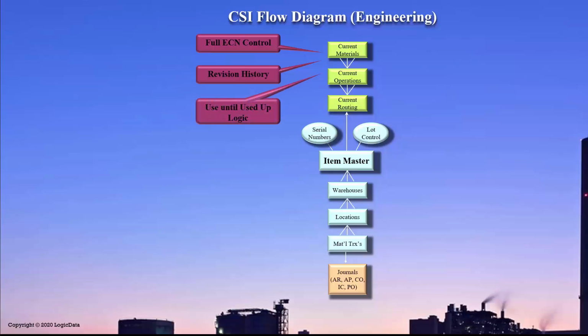A common problem for engineering is we're going to replace a part, but we already have that part in inventory. We don't necessarily want to replace it until it's used up. So we can set up use until used up logic, swapping a component out when the component on hand reaches zero.